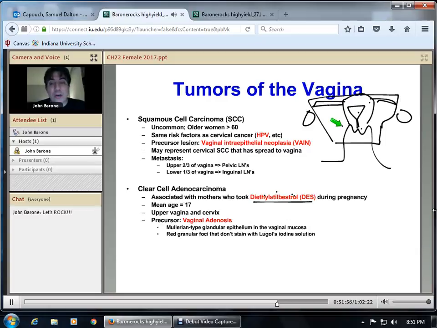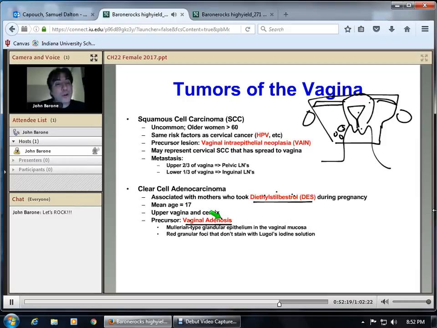What happens here is they get basically metaplasia. They wind up getting glands. Glands, John, you're supposed to have squamous in the vagina. I know. They get this metaplasia. They get this glandular epithelium. We call this adenosis of the vagina. So let's repeat, vaginal adenosis. This seems to be the precursor.